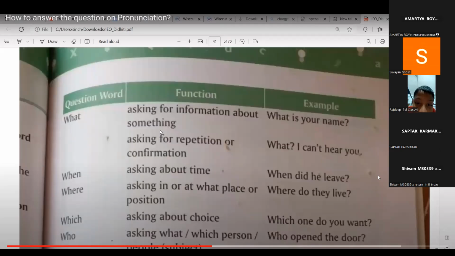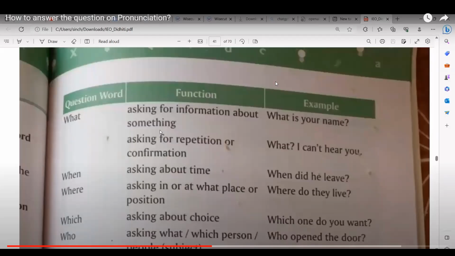Where are you playing? Very good. Excellent, Rajdeep. Ma'am, can I tell? Yes, ma'am, Amantu, tell me. Where are they coming from? Very good. Now, Shivam, you tell me an example with where. Shivam, can you give me an example with where? Where do you live? Very good.